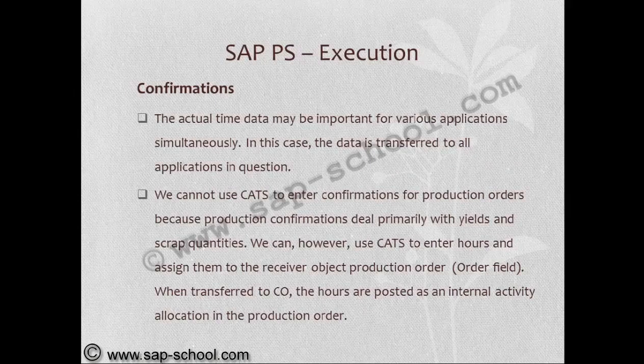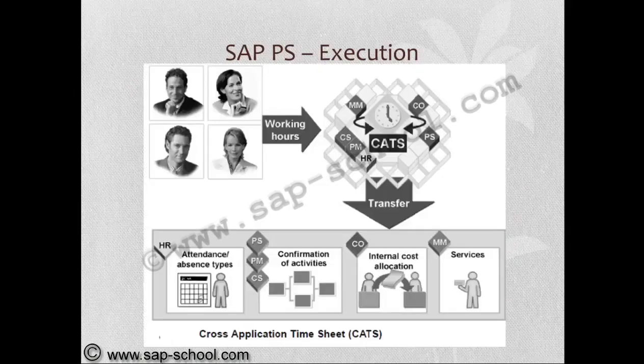We cannot use CATS to enter confirmation for production orders because production confirmations deal primarily with yields and scrap quantities. We can, however, use CATS to enter hours and assign them to the receiver object production order. When transferred to CO, the hours are posted as internal activity allocation in a production order. So this is about cross-application timesheet where we are entering only working hours.